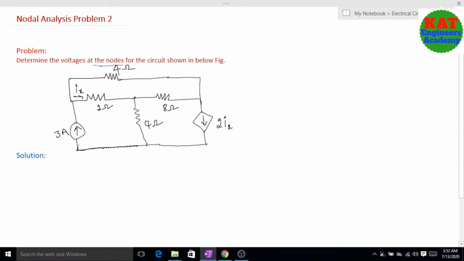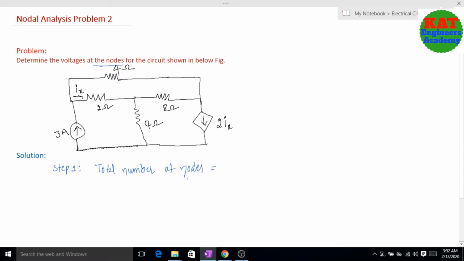So they have given one circuit. Already you know the steps to solve the problem by using nodal analysis. In total we have 4 steps. The first step, step 1: first we have to identify the total number of nodes. So first find the total number of nodes.